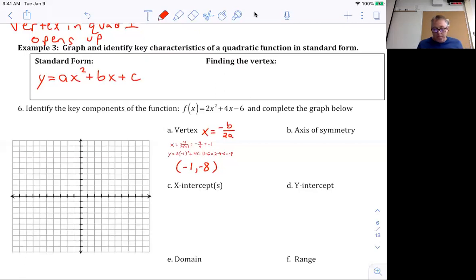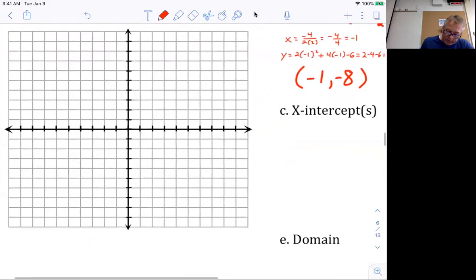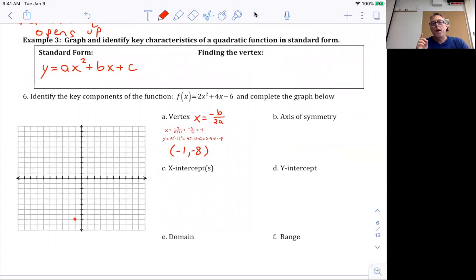All right, but we do have a vertex. So doing negative b over 2a, we get the x value, we plug that in to get the y value. So now at least we know we got negative 1, negative 8. That's down here. That's our vertex. I do know the a value is positive still, so it's still 2. So I know it's going to open upward. So I'll have 2 x-intercepts, so that's good.